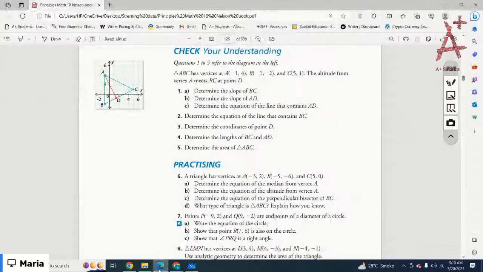Okay, let's just start with question number 6. A triangle has vertices A(-3, 2), B(-5, -6), and C(5, 0). Determine the equation of the median from vertex A. Determine the equation of the altitude from vertex A. Determine the equation of the perpendicular bisector of BC. What type of triangle is triangle ABC? Explain how you know. Such long questions.